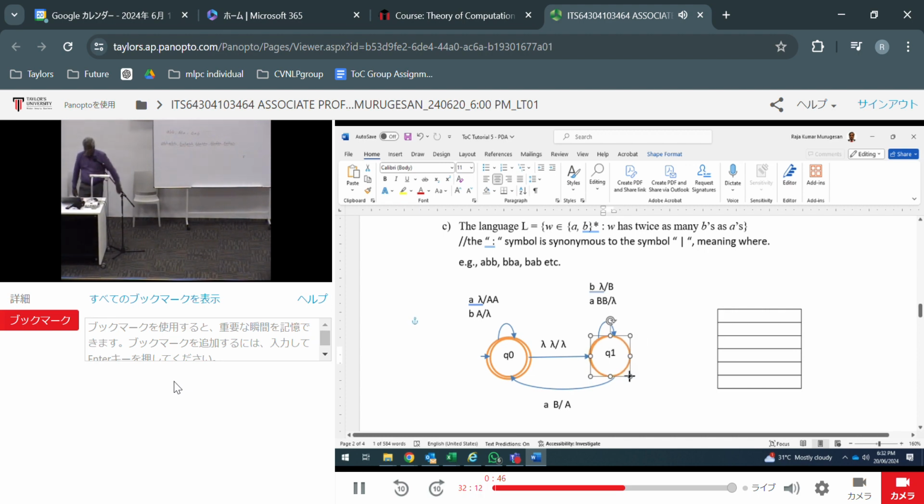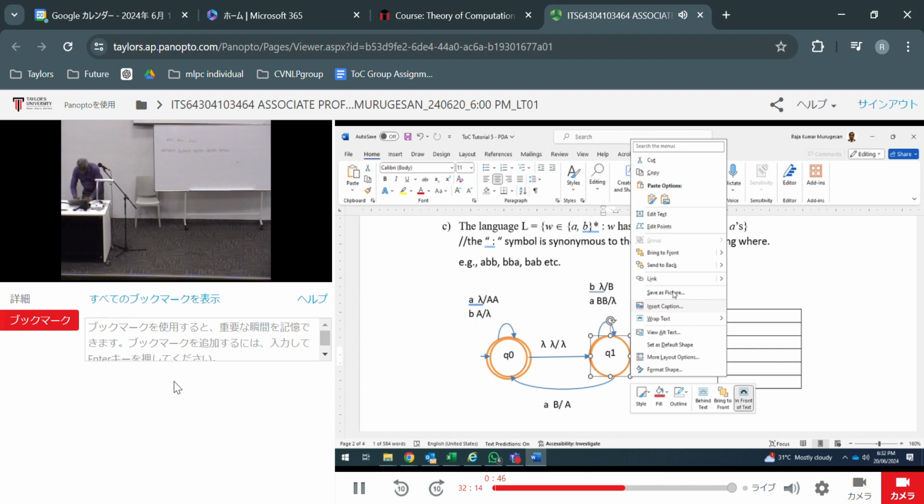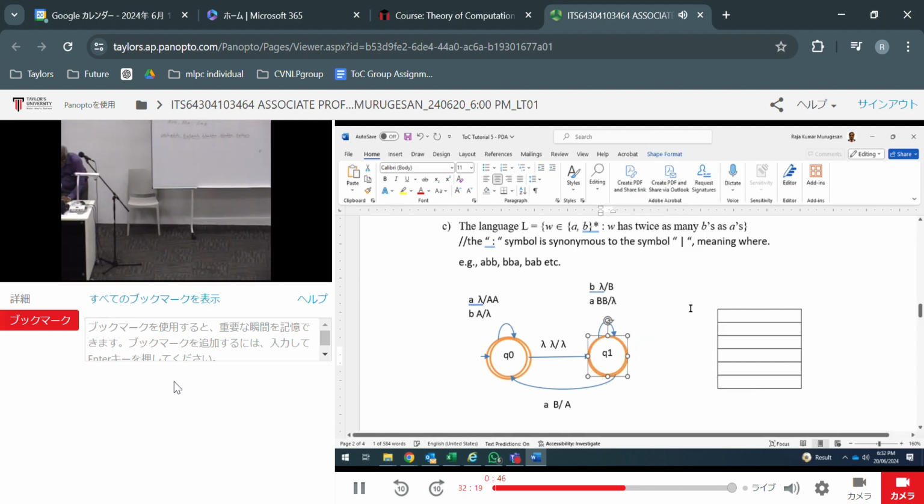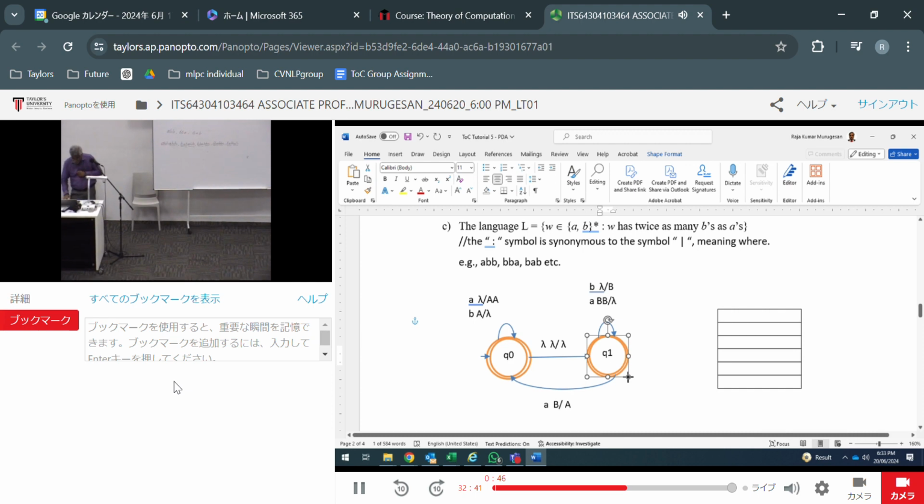Yeah, done. I want the two rings to be visible, so it's a final state. Okay, done. That's all. Any questions before I go to the next problem?